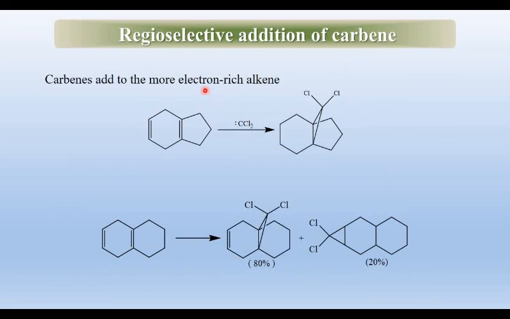Here is the regioselective addition of carbene. Carbene is added to the more electron-rich alkene. As we have seen, the more electron-donating groups attached to the alkene double bond, the greater the reactivity. So here, this double bond is more reactive and carbene is attached here. As in this case, this double bond is more reactive and produces a major product of 80%, while the other double bond is less reactive and 20% of minor product is obtained.